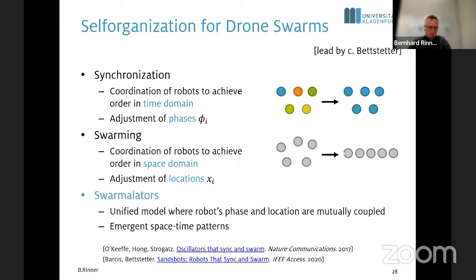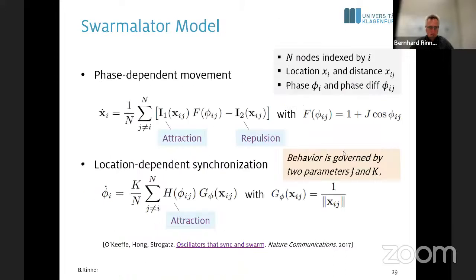A swarmalator is now a unified model where we couple the robot's phase, the temporal domain or the time domain, and the space domain. Okay, and we do this with a simple model, with a simple oscillator model, and depending on the parameters, we see different space-time patterns, so synchronization and swarm behaviors emerge from these entities. Right? So what you see here is this kind of mathematical model of this swarmalator.